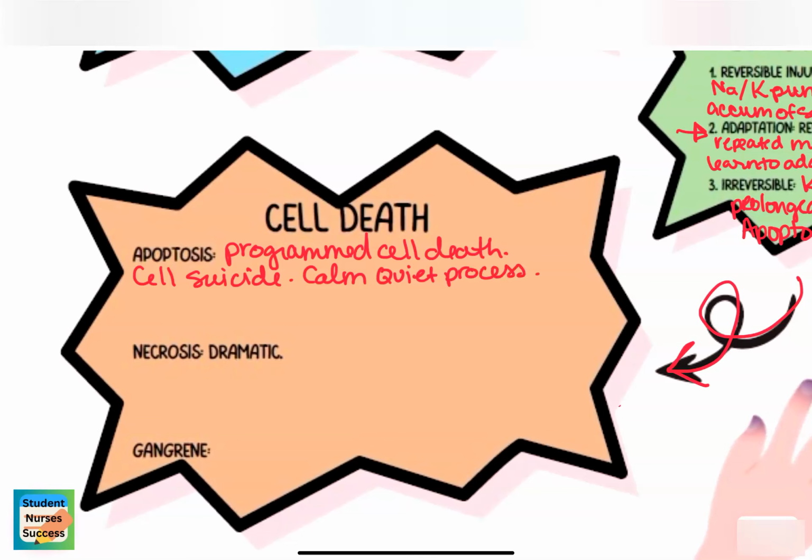Let's say the cell is old and worn out, just can't function anymore. It's just time for it to go away. And so it apoptoses and it just almost kind of envelops itself and disappears. It's very quiet. There's no drama, there's no inflammatory response. It's all very straightforward and quiet. This happens when cells are old or damaged.